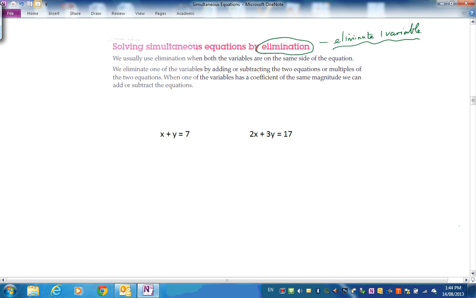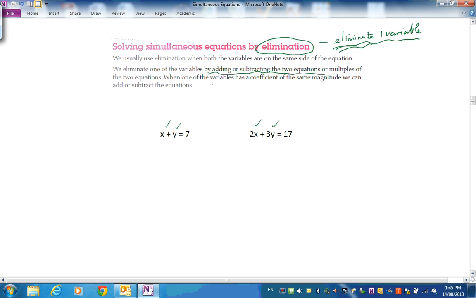Can you see that was our problem initially? You can't work out x or y with either of these separately because there's two unknowns there. Change one, you change the other. How do you find out what they are? Let's eliminate one of them. Now what we're going to do, we're going to try to add or subtract the two equations so that one of the variables goes out.